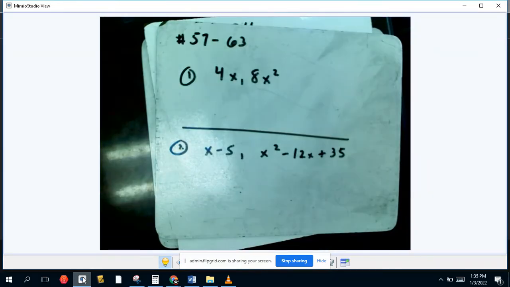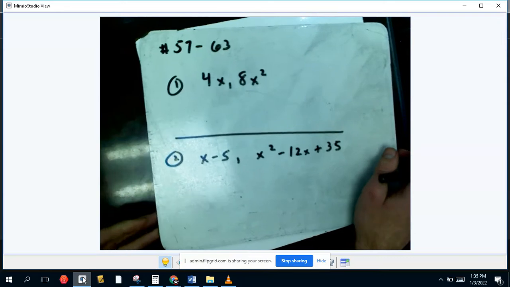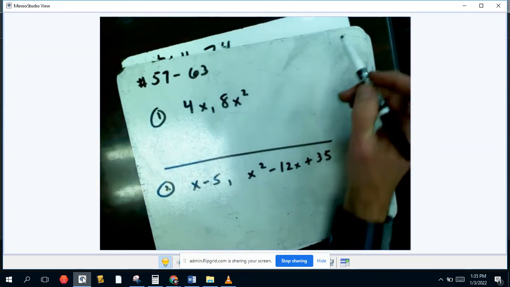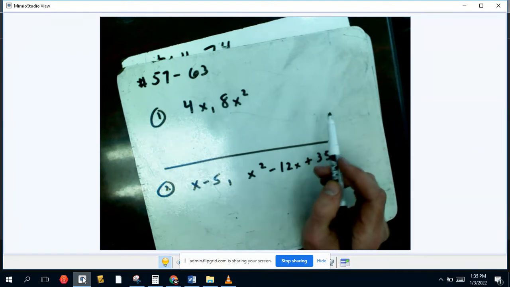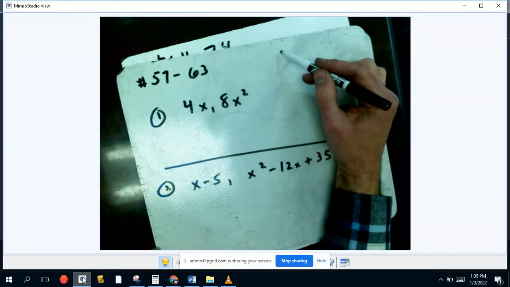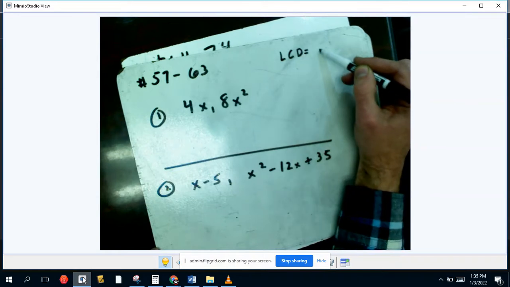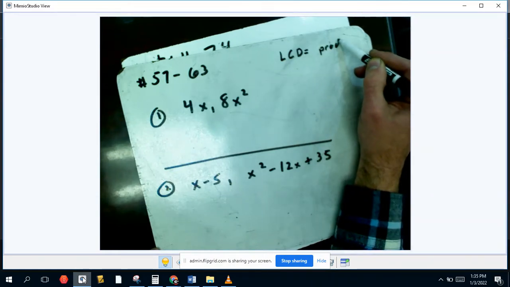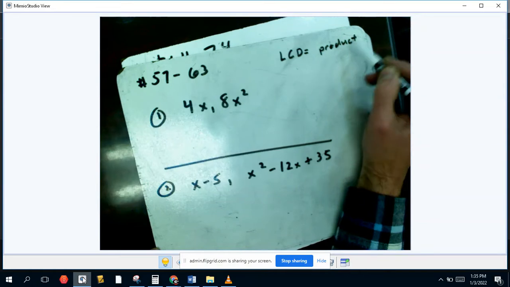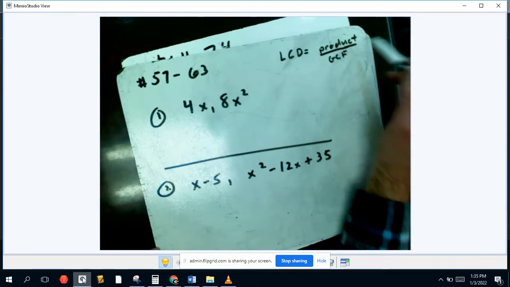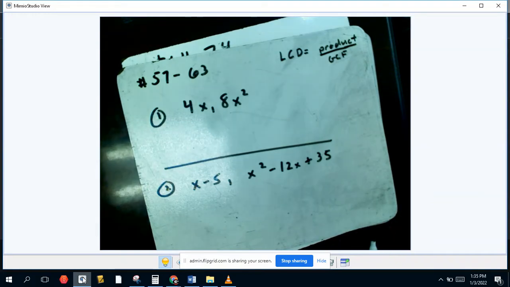Now, when you don't have the same denominator, you'll need to find something called the LCD. Okay. Now, the LCD can be thought of in different ways. Sometimes it just asks you to find the LCD, like 57 through 63. And there's multiple ways of doing it. Probably the easiest thing to do is divide the product by the GCF. Okay. The product divided by the GCF.